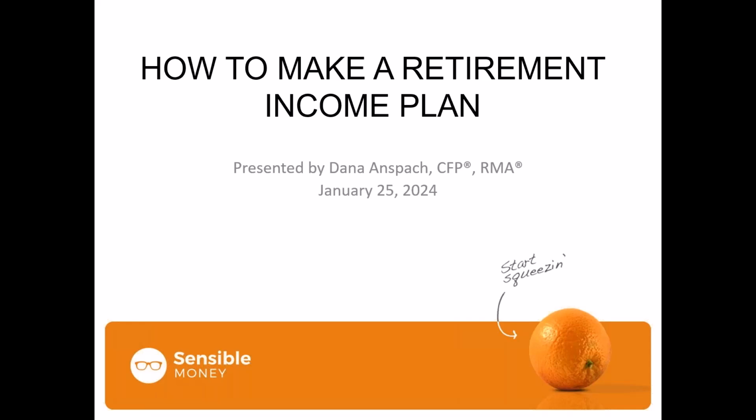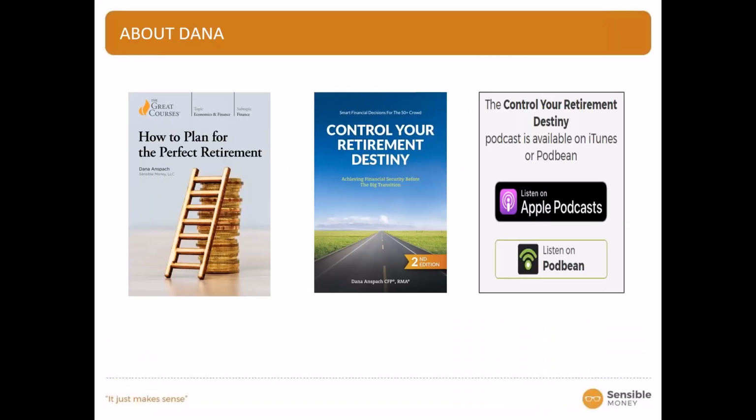Tonight, Dana Onspot will talk us through how to make a retirement income plan. The founder and CEO of Sensible Money, she is recognized as one of the nation's top thought leaders on the subject of retirement planning, and especially this most challenging phase known as decumulation. Dana's the author of the widely acclaimed retirement guide, Control Your Retirement Destiny, which you can also find as a podcast on platforms such as Apple, Spotify, iTunes, and Audible.